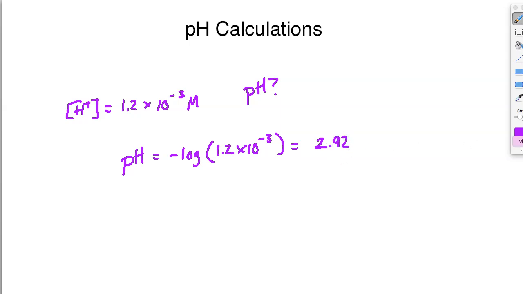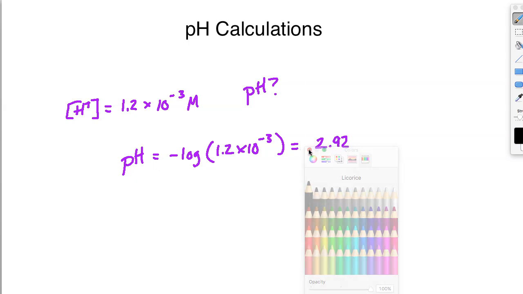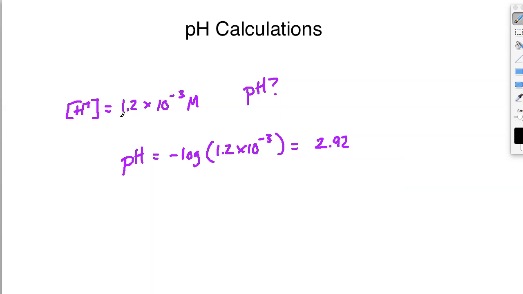Now I want to take a moment here to point something out, because a lot of students can get confused with this, particularly the significant figures. So up here, we can see that we have two significant figures. And down here, it would appear that we have three significant figures.